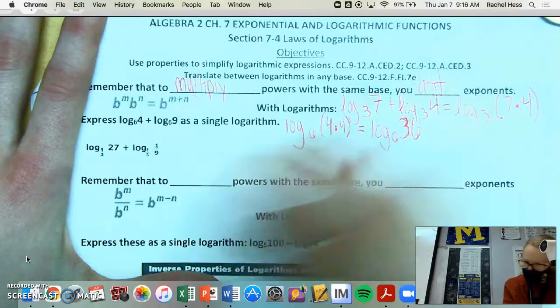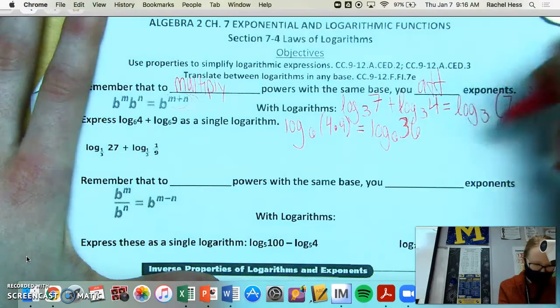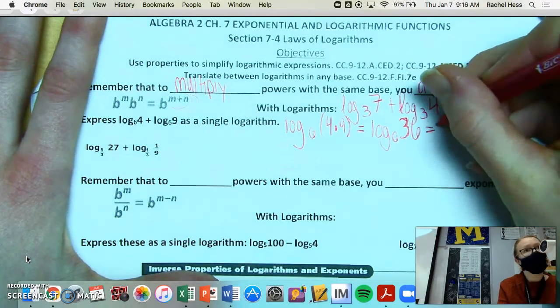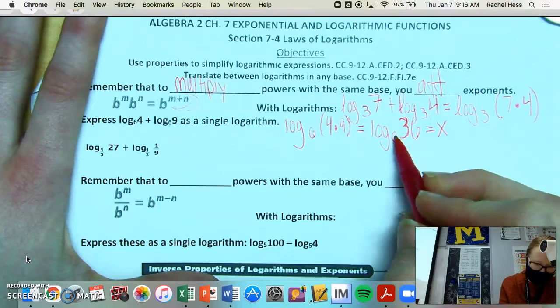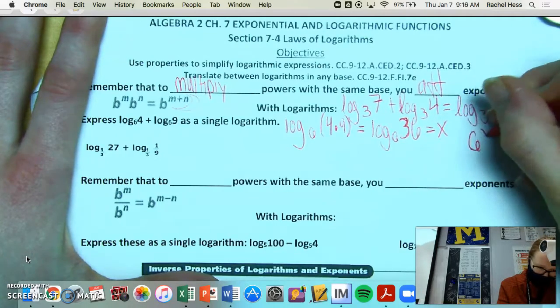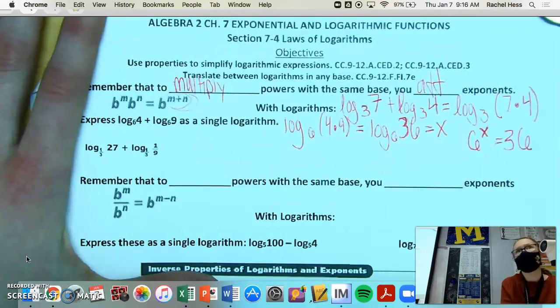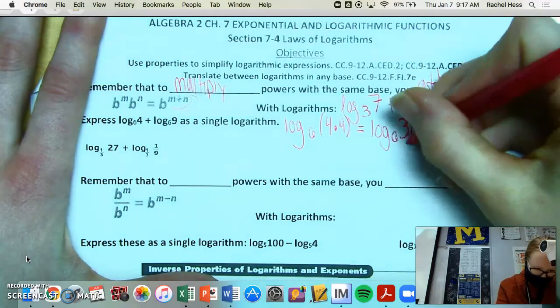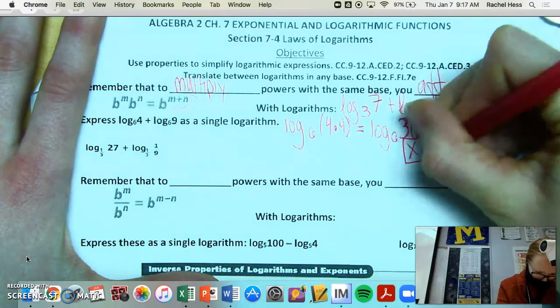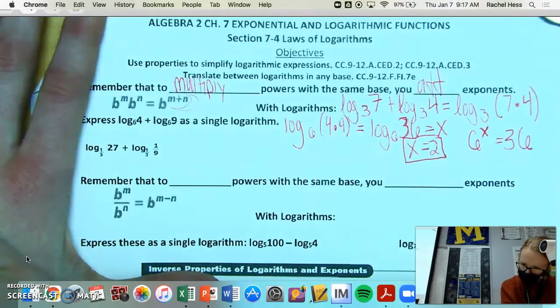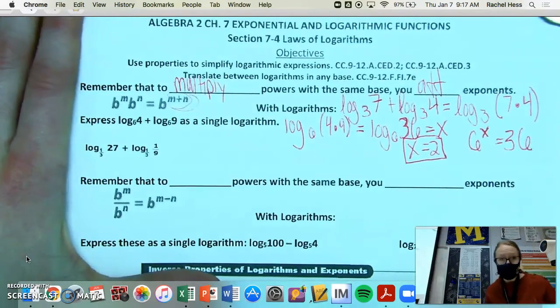Now, is this something I could simplify? I think it is. So remember, if 6 is my base, what's my exponent to get me to 36? What would x have to be to get me to 36? 2, right? So my answer here is 2. It's some tricky stuff.